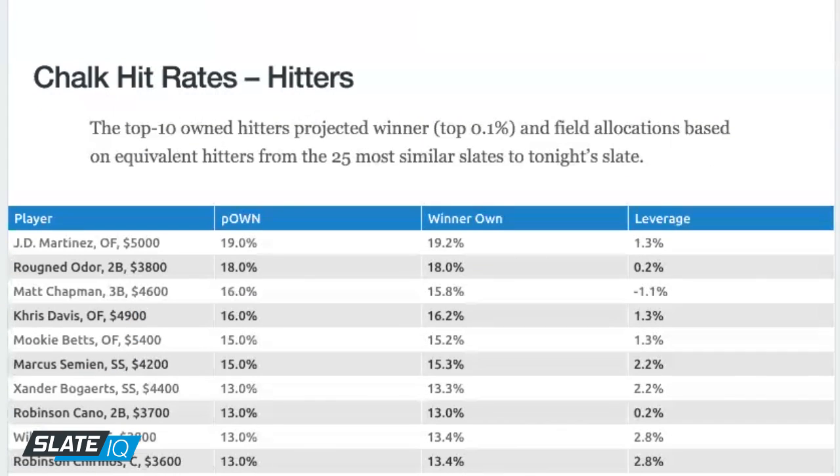We go down to hitters. We're doing a little bit less with hitters because there's so many different options. So what we're really going to look at is the 10 highest projected ownership hitters here, and you see all these here. And then again, we're doing the same calculation.